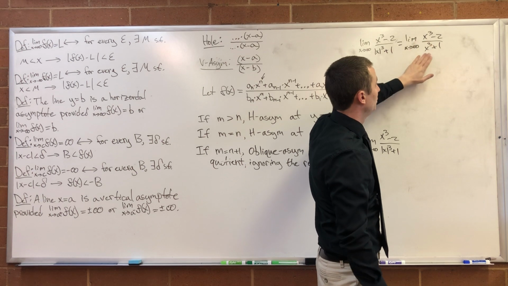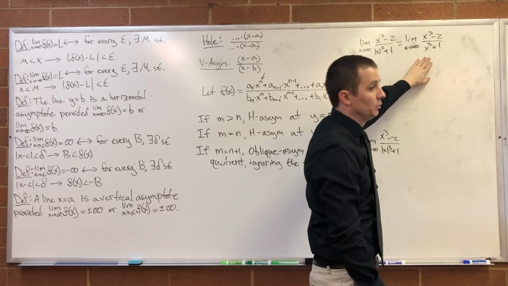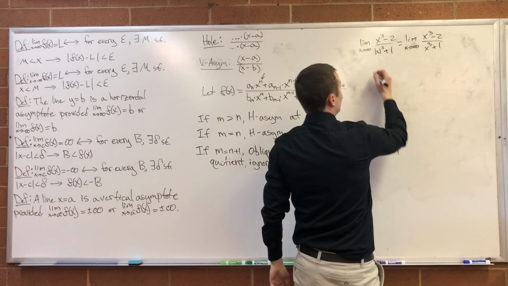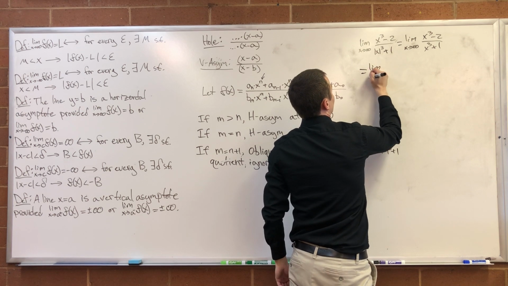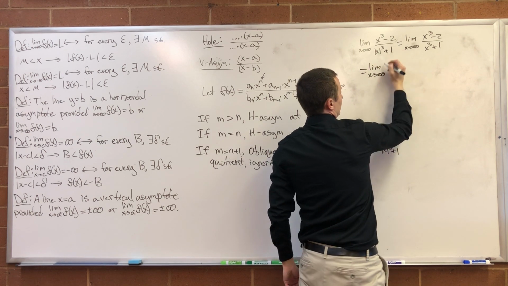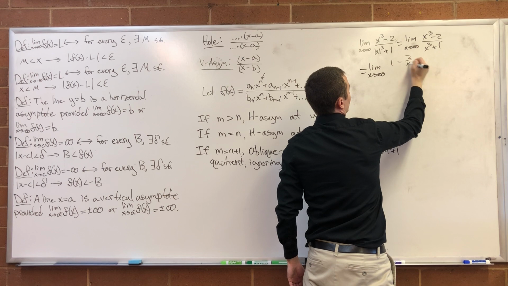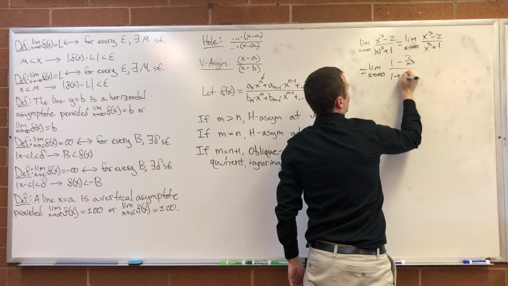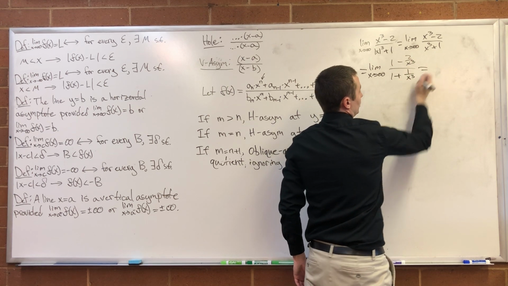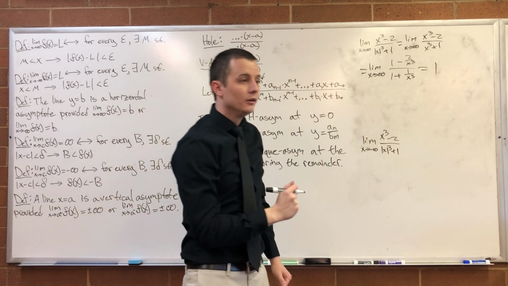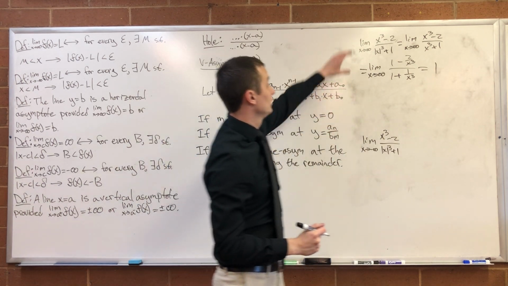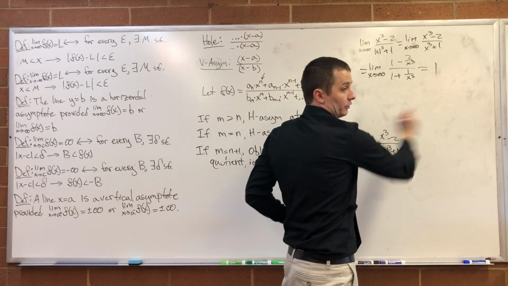What do we divide top and bottom by? x cubed, the highest order term in our denominator. So this is equal to the limit as x approaches infinity of 1 minus 2 over x cubed, all over 1 plus 1 over x cubed, which is going to be equal to 1. So this has a horizontal asymptote at positive 1.